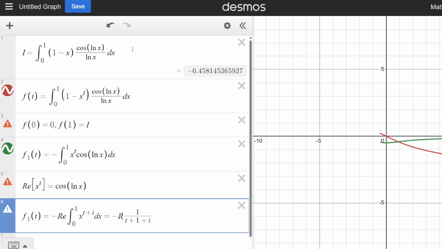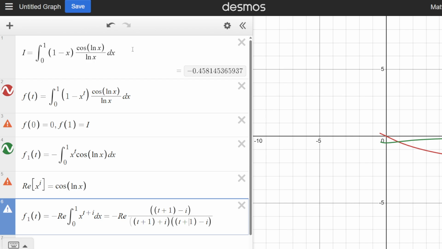So we need to take the real part of that. Well, let's multiply the top and the bottom by t plus 1 minus i. All right. So we'll multiply the top and the bottom by t plus 1 minus i.